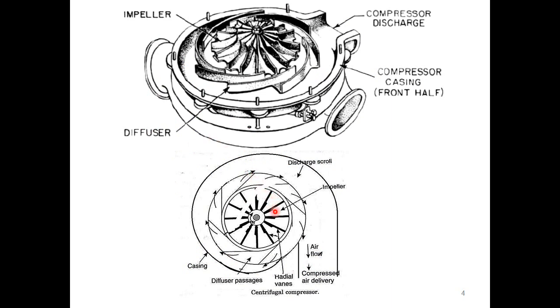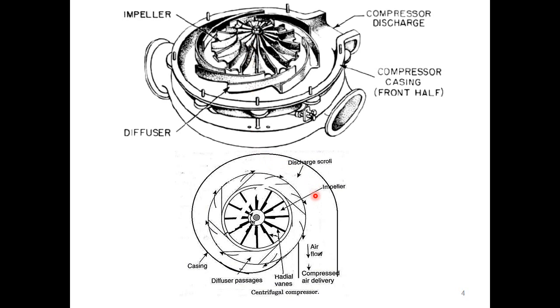Here we can see the two views of a centrifugal compressor. At the center you can see an impeller. The rotating impeller is a radial disc on which a series of radial blades or vanes are attached. The impeller rotates inside the stationary casing. The center of the impeller is called the eye. The impeller is usually forged or die-cast aluminum alloy.